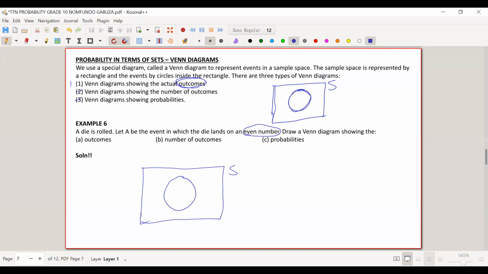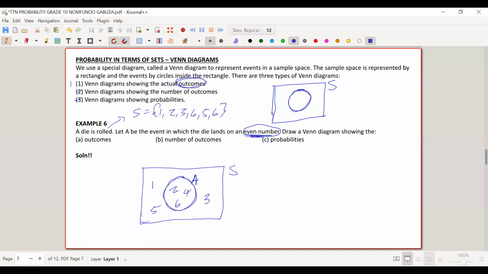A die, remember, has 6 sides. So we are looking at the even numbers, which would be 2, 4, 6. This is our A, this is our event. Then we still have 1 over here, 3 over here, and 5. We're only interested in A. Our A has to have 2, 4, 6, the even numbers. That's how we represent the outcomes.